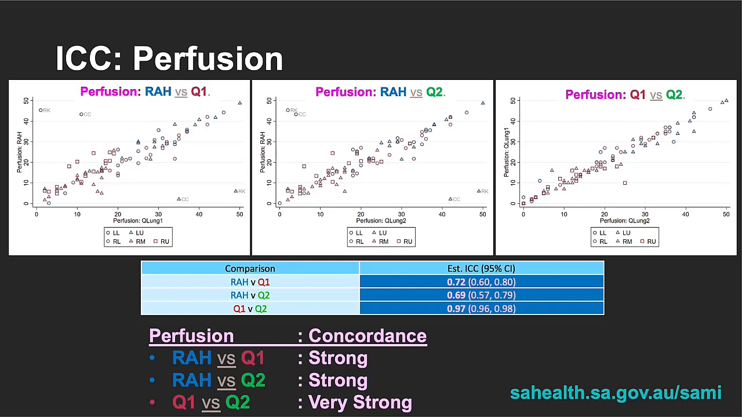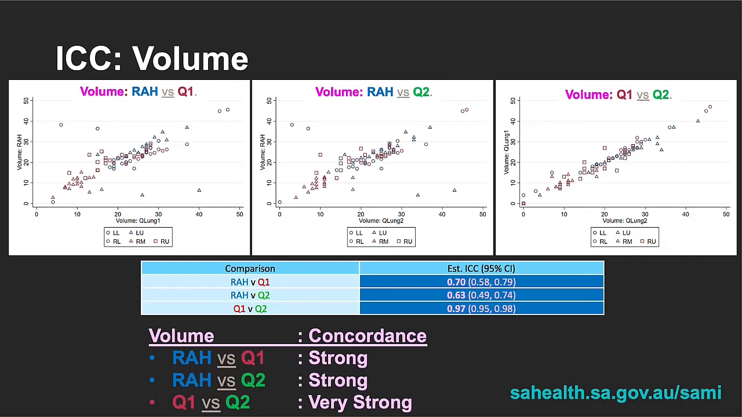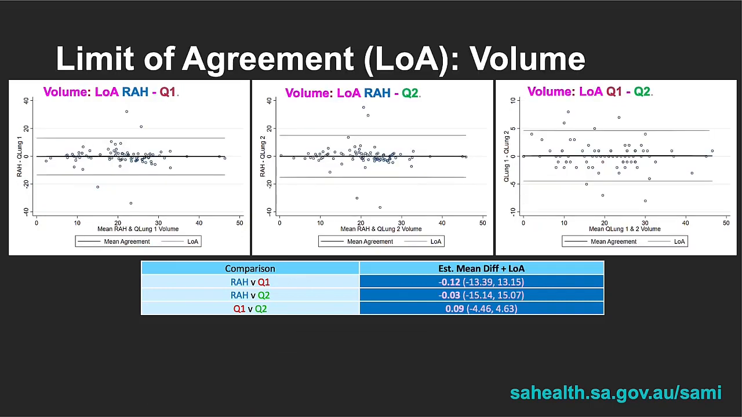Similar ICCs were noted for the perfusion percentages of the 5 lobes between the 3 analyses. Strong concordance coefficients between RAH versus Q1 and versus Q2, very strong for Q1 versus Q2. Mean difference close to 0, indicative of good concordance. ICCs for volume percentages show strong concordance between RAH versus Q1 and versus Q2, very strong for Q1 versus Q2. Likewise, mean difference shows good concordance between the 3 analyses.